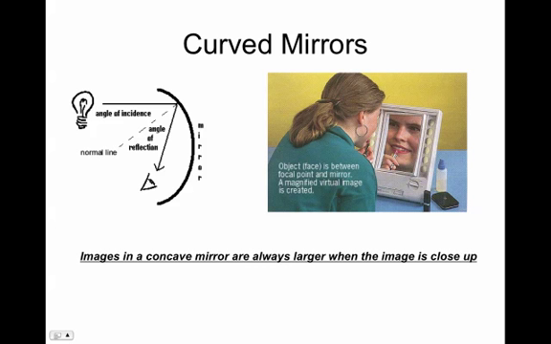Here's a lady. Makeup mirrors are what kind? Makeup mirrors are concave. So a concave mirror, like this makeup mirror, will make the image a lot larger when you're close up. Okay, it only works if you're close up though.